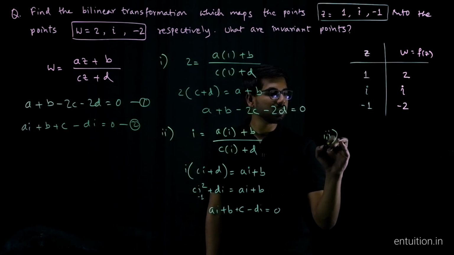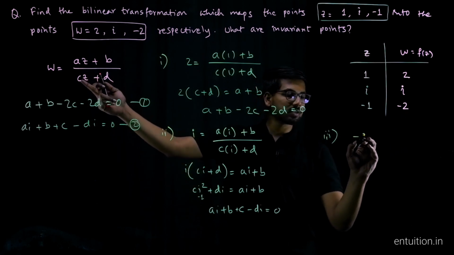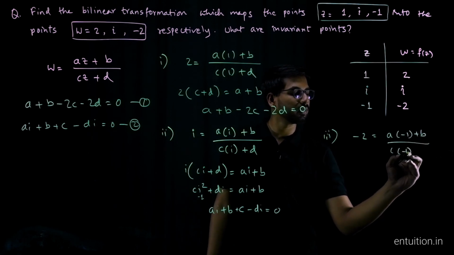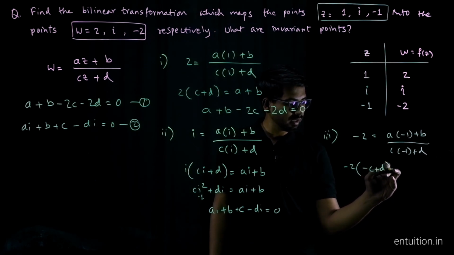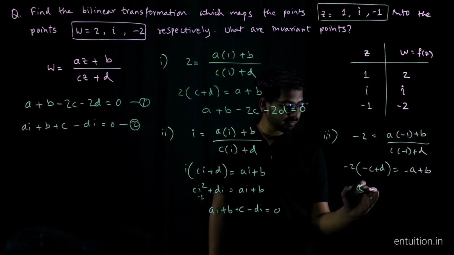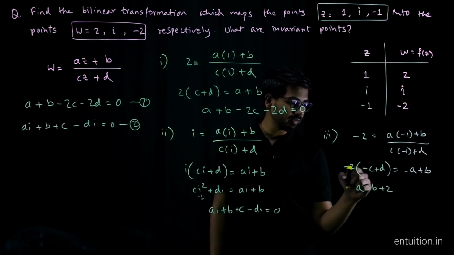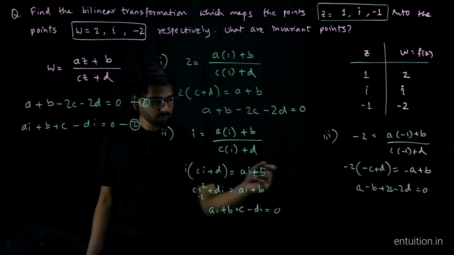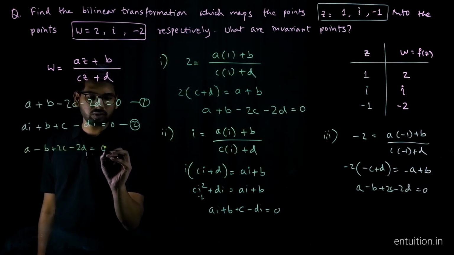Finally, the third pair of numbers, minus 1 and minus 2. So if z is minus 1, w is minus 2. So w is minus 2 if z is minus 1. c times minus 1 plus d. That is nothing but minus 2 times (minus c plus d) is equal to minus a plus b. So minus a, if it comes to this side, we will get plus a, plus b will become minus b, minus into minus, plus 2c as it is, minus into minus into plus, minus 2d is equal to 0. So my third and final equation is a minus b plus 2c minus 2d is equal to 0.